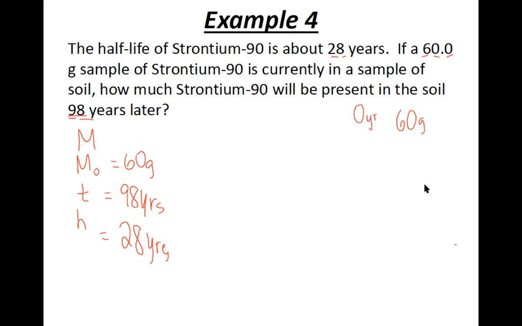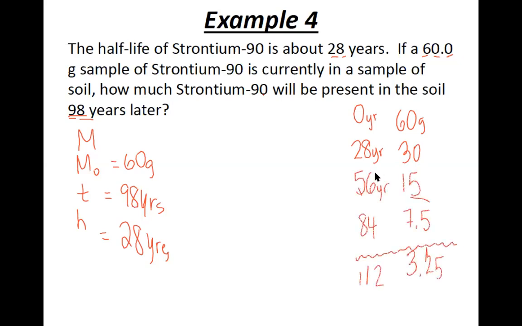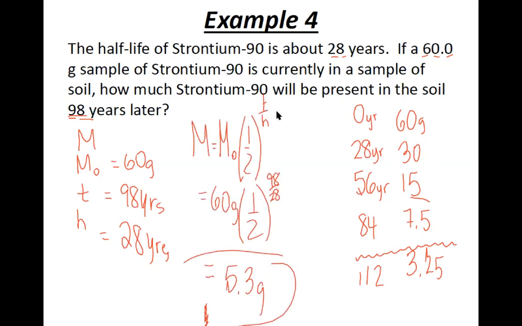So I find, at least with the first one of this example, a T-table is beneficial. So let's write out the year and how much sample you have, because it's easy to visualize dividing by 2 when it's a nice number like 60. After 28 years, we've cut it in half. After another 28 years, we cut that in half. And after another 28 years, we cut it in half once again. So do you see how the M value is take your original number and cut it in half, or multiply it by a half, a certain number of times.